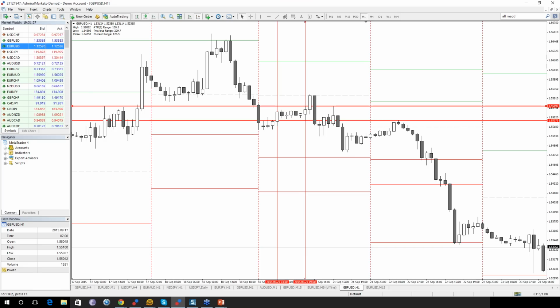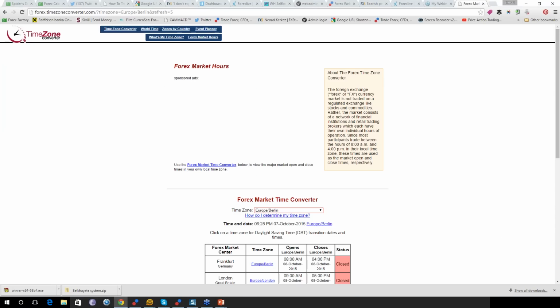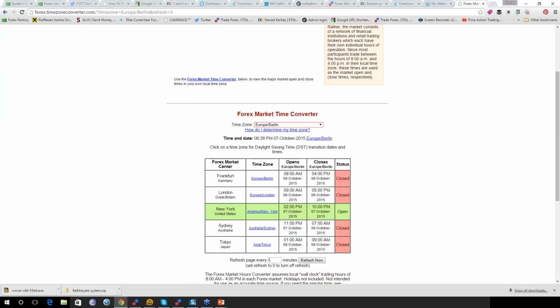And I see that people are still asking for London Open. If you don't know your London Open time, open this website, forextimezoneconverter.com, and put your time zone. It will show when London opens. It's always different, guys. You need to pay attention to daylight savings, everything. So please use this table here. I explained everything. Use this table, okay?